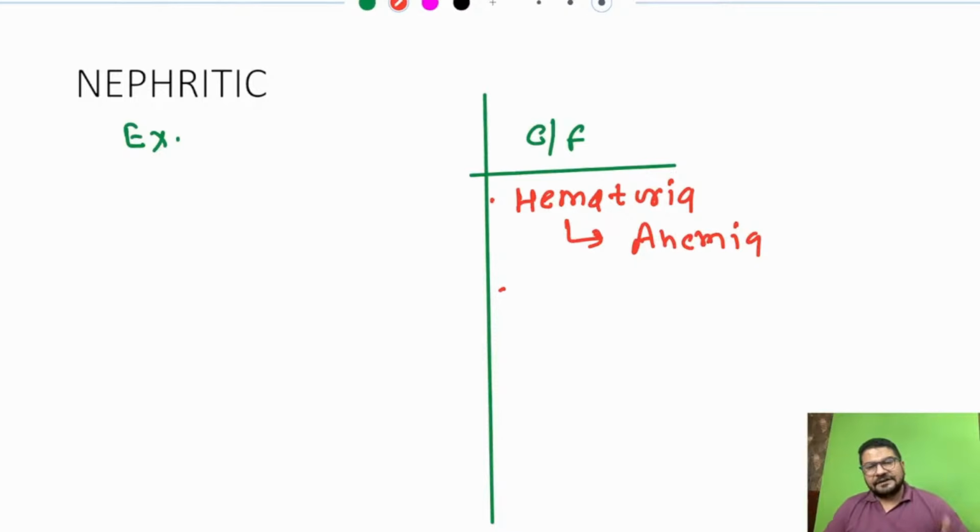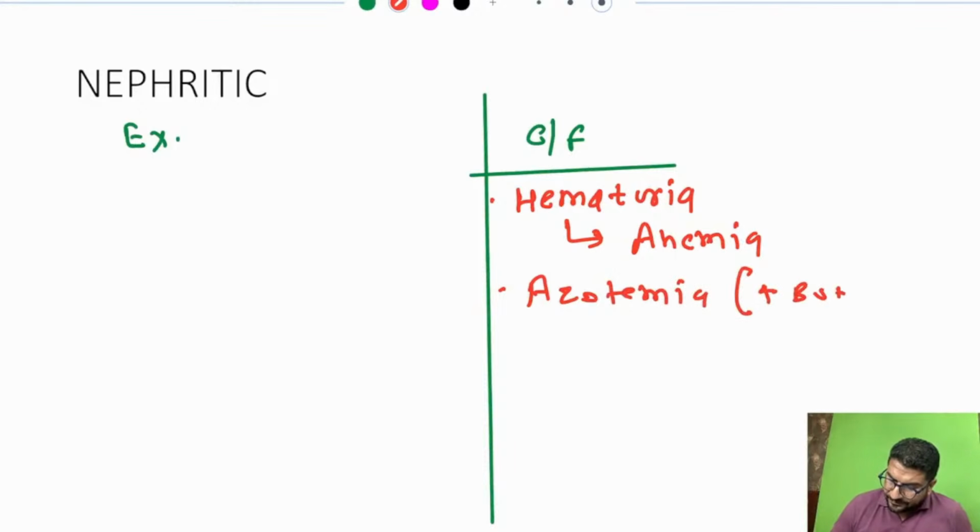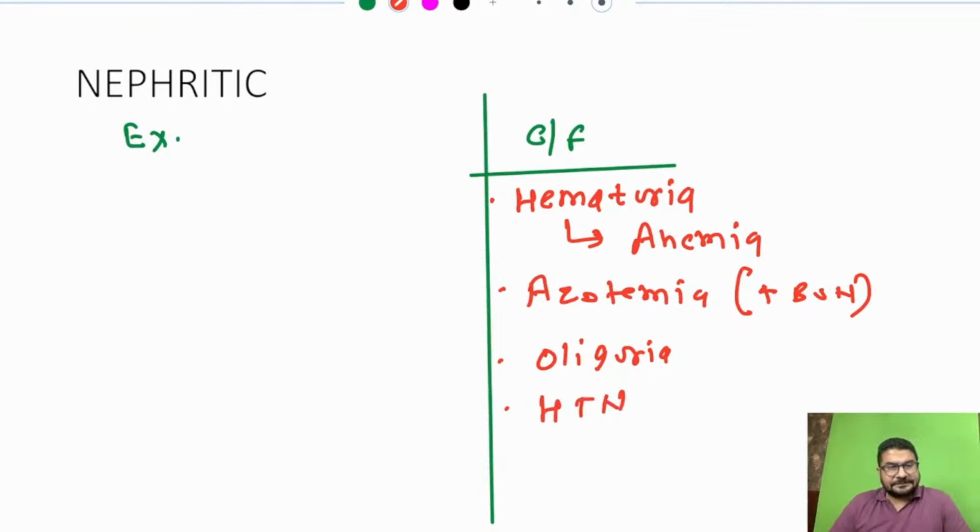Then understand, as disease progresses, toxins will build in the body, so there is azotemia. Azotemia means there is increase in blood urea nitrogen. Then patient urine output will decrease, you can see oliguria. I told you urine output will be less than 400 ml. Then because toxins are building in the body, patient BP may increase, you can see hypertension.